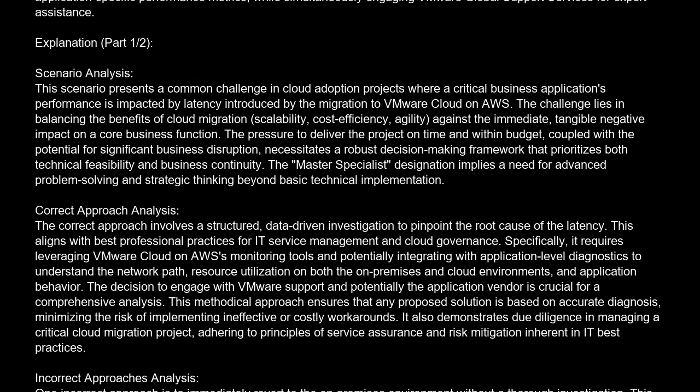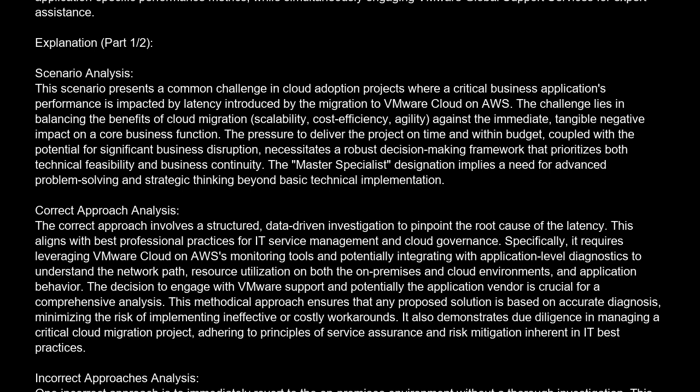The correct answer is D. Initiate a deep dive investigation into the network path, resource utilization within VMware Cloud on AWS, and application-specific performance metrics, while simultaneously engaging VMware Global Support Services for expert assistance.